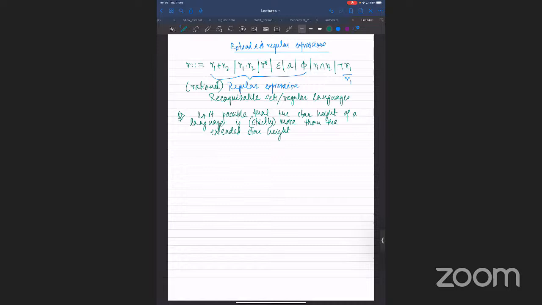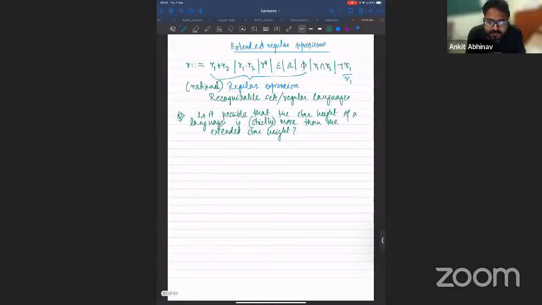So what do you think? Yes, no? You think no? So what do you think, Ankit? I'm not able to think anything, to be honest. Is the notion of star height clear? Yeah, it's clear. And is the notion of extended star height also clear? Yeah, clear.